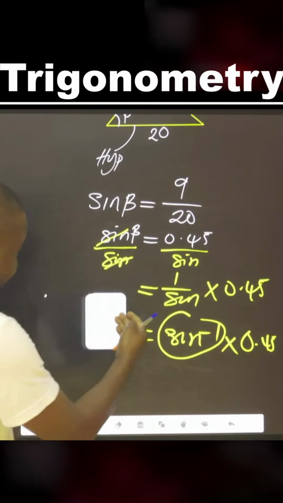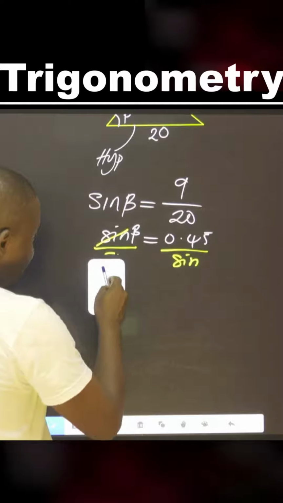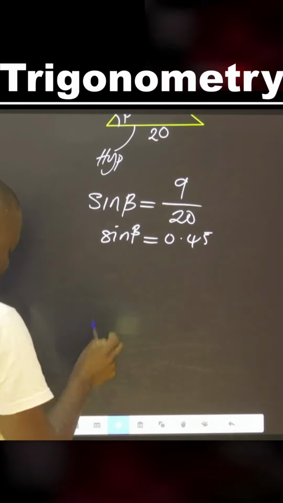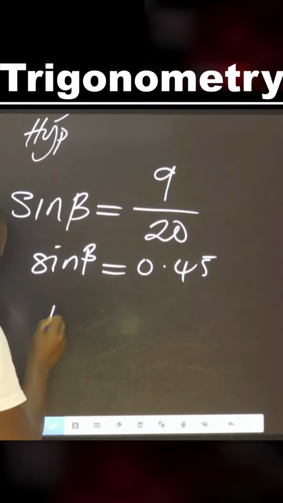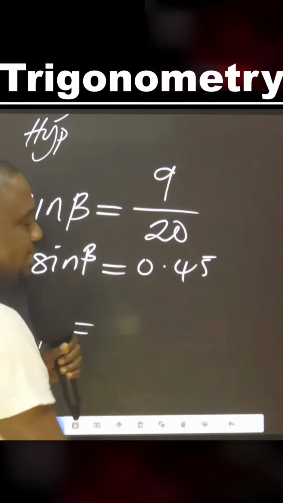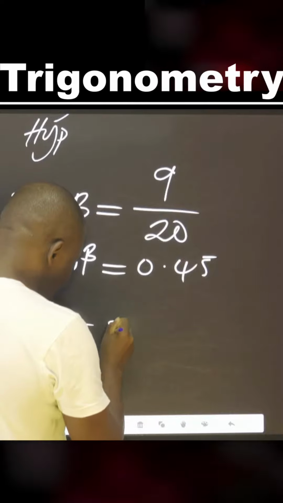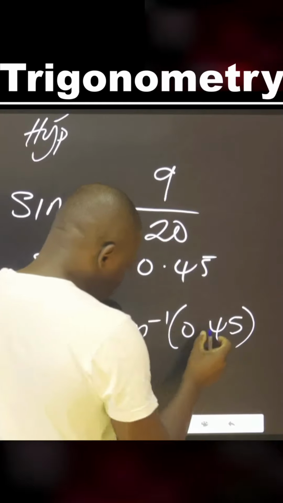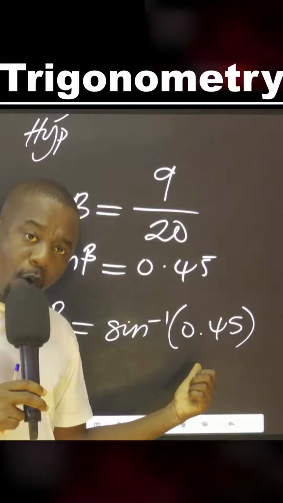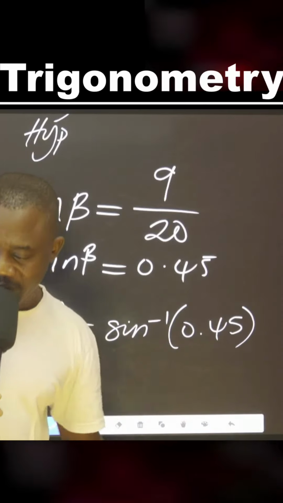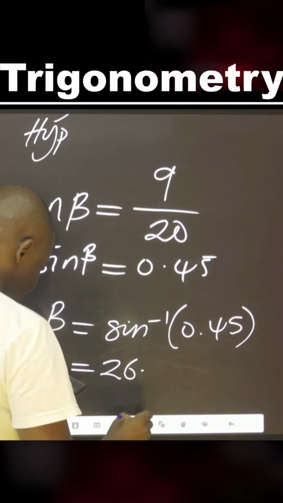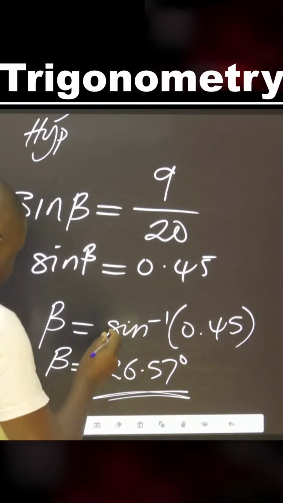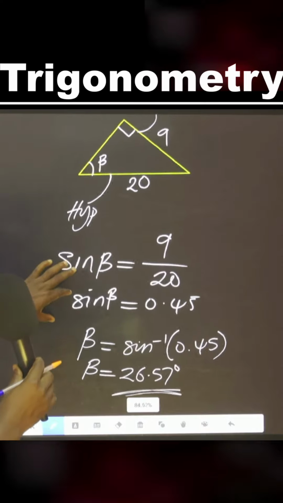So I am going to wipe all this out now, then use the professional way of representing this. So if you get to this point, simply say beta, you can stay. You go to this side. Sine going to this other side becomes inverse of 0.45. So we need to find this in our calculator, the inverse sine of 0.45. That is 26.57 in degrees. So this is the value for beta. Okay?